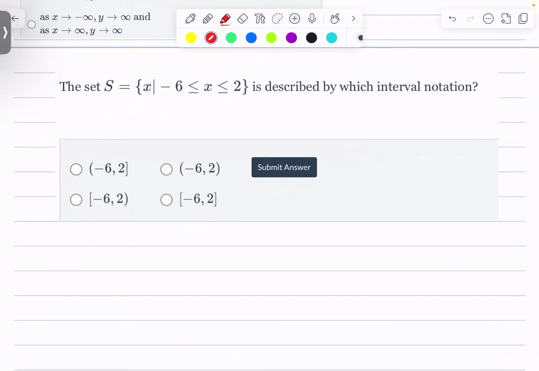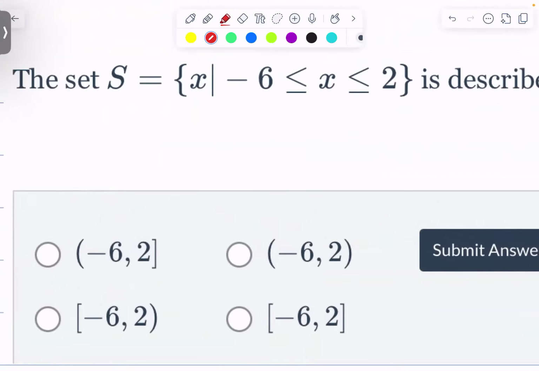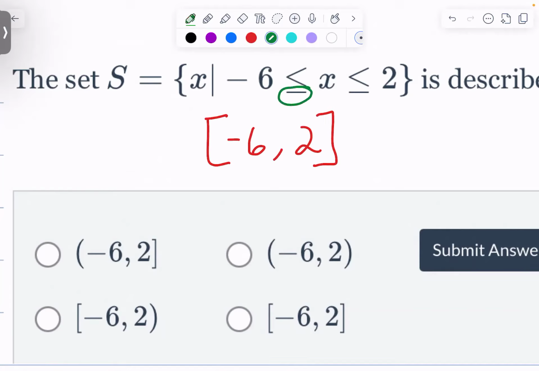Okay? So the set S is equal to x such that -6 is less than or equal to x, which is less than or equal to 2. So in this inequality, I know my low end is -6. If I put it in terms of interval notation, my lowest number will be -6, comma. My highest number will be 2. Is it brackets or parentheses? Brackets around both, right? Because it can equal -6, it can equal 2, so that's why it's included. And if it's included, it's going to be brackets. So that's why it's this guy here. Okay? Questions? No?